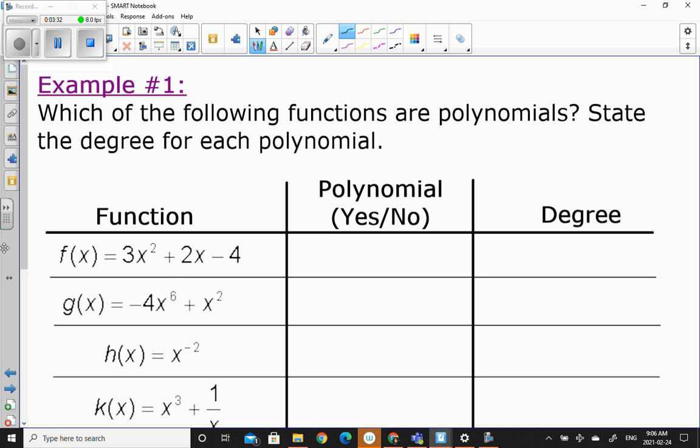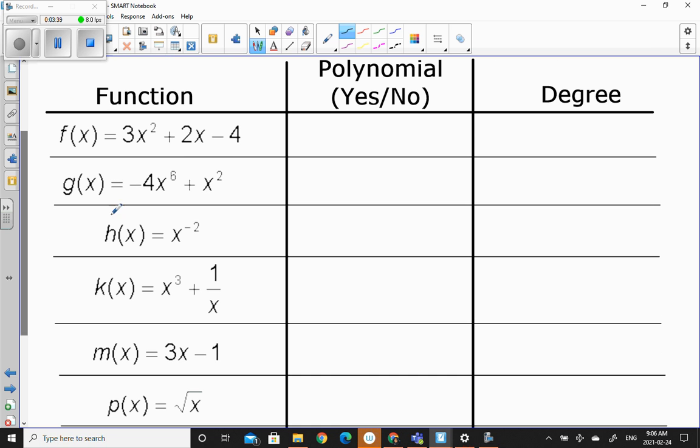Here we have some examples of functions, and the question is, which of the following functions are polynomials? State the degree for each polynomial. Here you can see f of x equals 3x squared plus 2x minus 4. It's a quadratic function. It is a polynomial function with a degree of 2. G of x here has a degree of 6. It is a polynomial function. This has a negative exponent, so it's not a polynomial function. Here also, the exponent is x to the power of minus 1, so it's not a polynomial function.